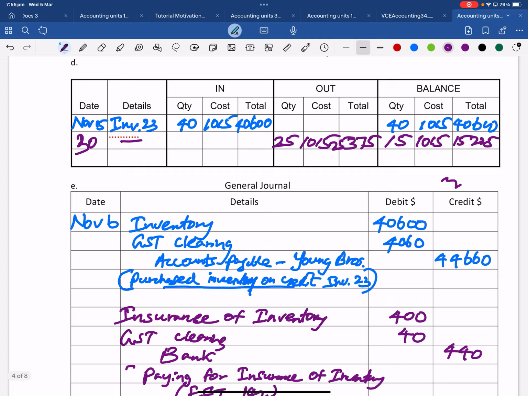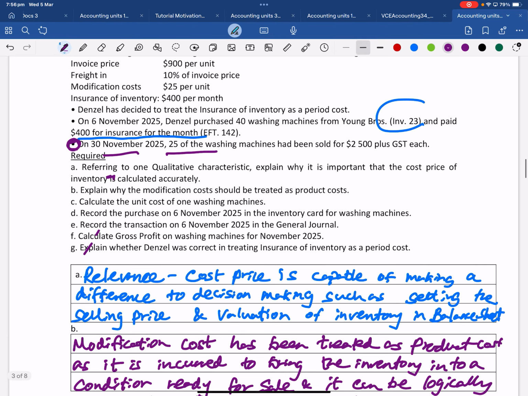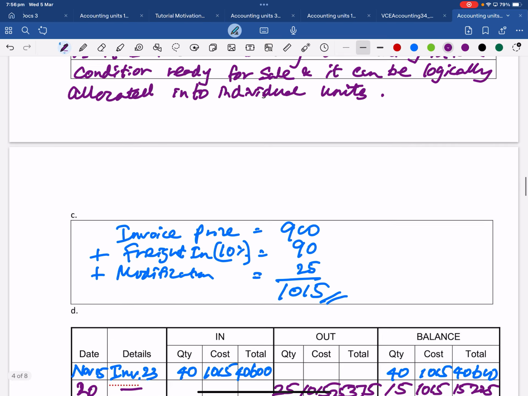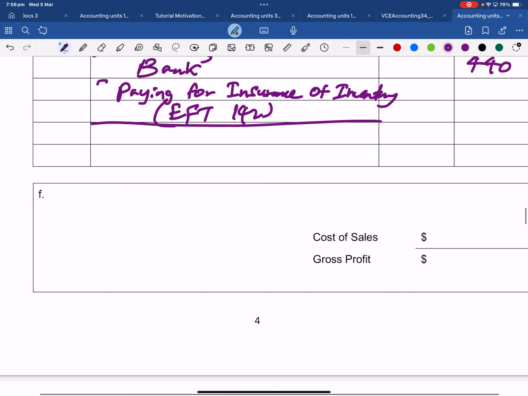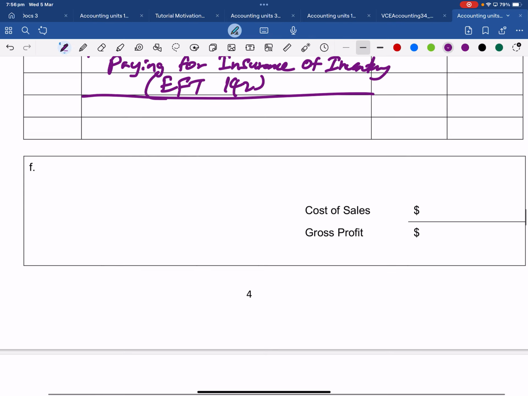Right. Then, okay, we have to calculate what is it? Gross profit. Right? How do we get the gross profit? I haven't taught you gross profit yet, but you know from your unit 2 knowledge how to do the gross profit. How do we calculate gross profit, guys? Last week also we did. Tell me the method to calculate gross profit.